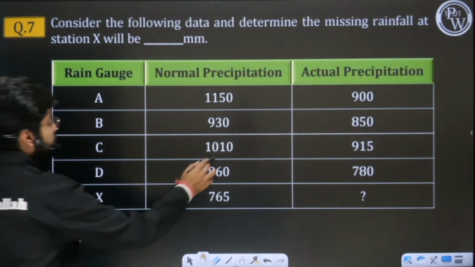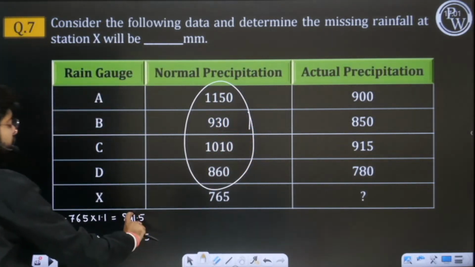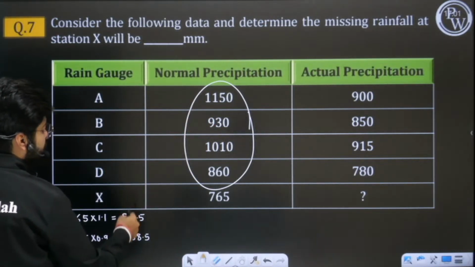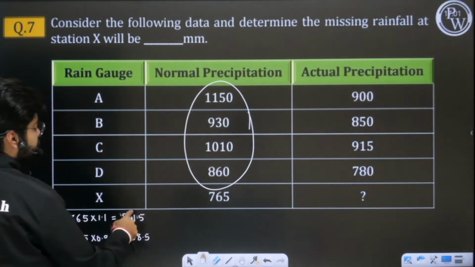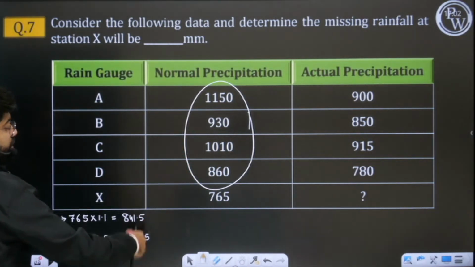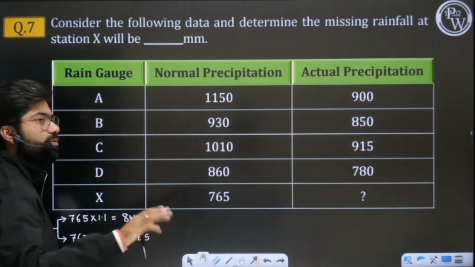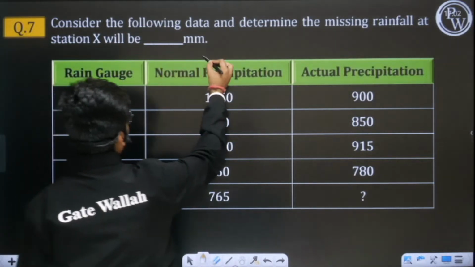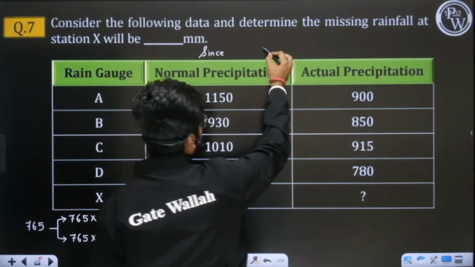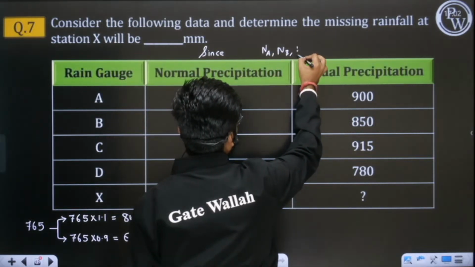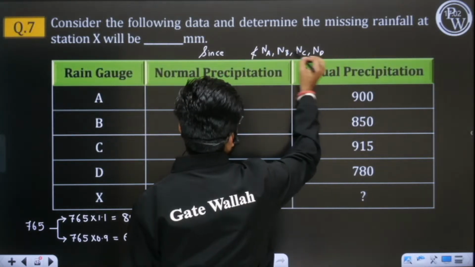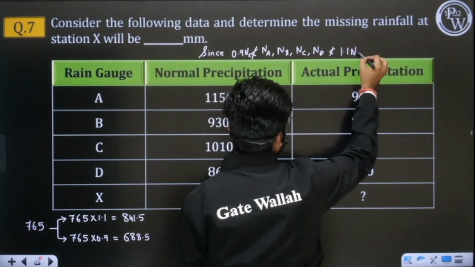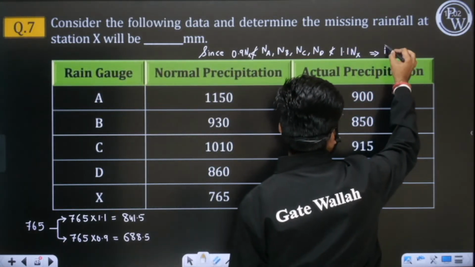Now check if all the other normal precipitation values are between these values. Is 1150 between this? Obviously no. Is 930 between this? No. Is 1010 between this? No. So since no value is lying in between, if even one value is lying out of this range, then I will apply normal ratio. I will write here that since all the normal values A, B, C, D are not in this range of plus minus 10%, that's why I will use normal ratio method.